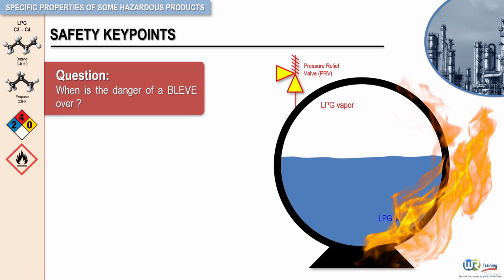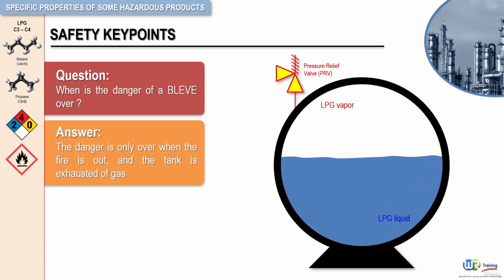Now, when is the danger of a BLEVE over? For a severely weakened tank, the danger is only over when the fire is out and the tank is exhausted of gas. If you see a hole in the tank, you'll know there is no pressure, but then you must watch for gas vapors. So even after the fire is out, avoid approaching the tank and seek expert advice on how to eliminate the remaining hazard.